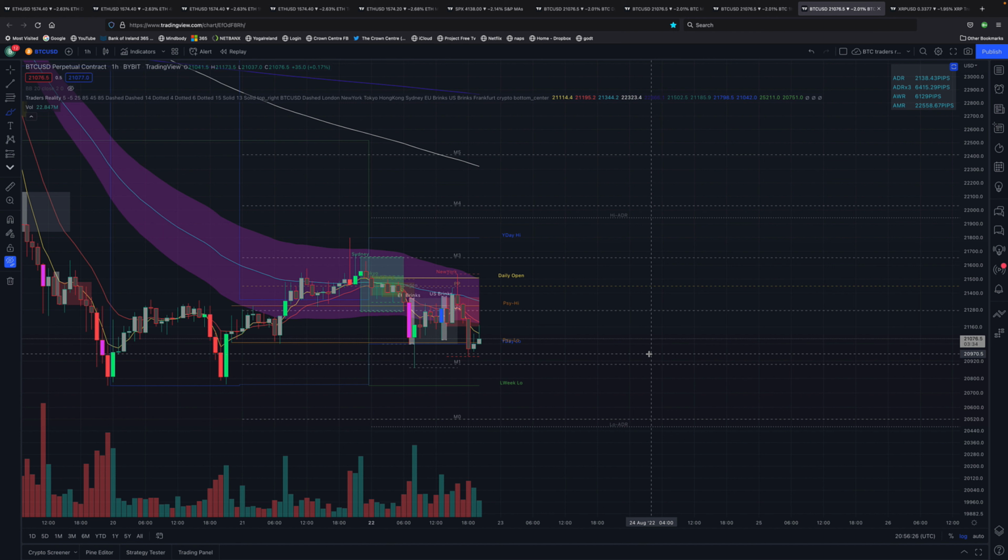We hold the psychological low, that means we're going for the psychological high. If we hold the psychological high, we're going for the pivot point. If we hold the pivot point, we're going for the M3. So this is how we see it going up step by step.